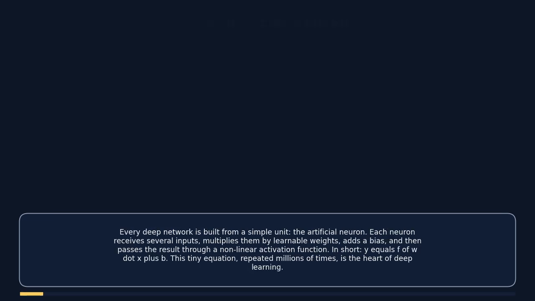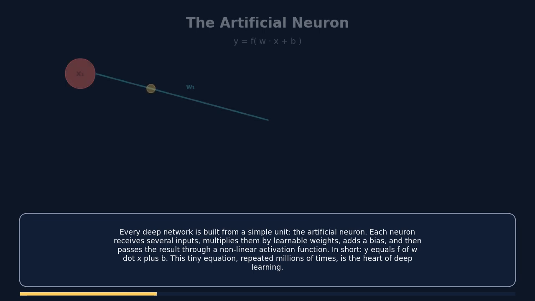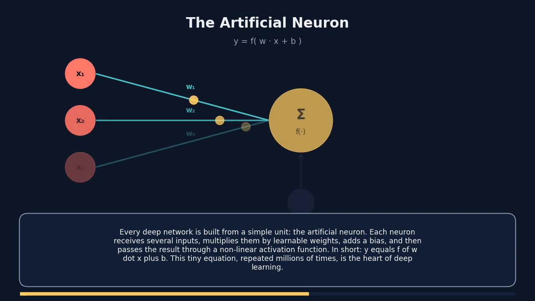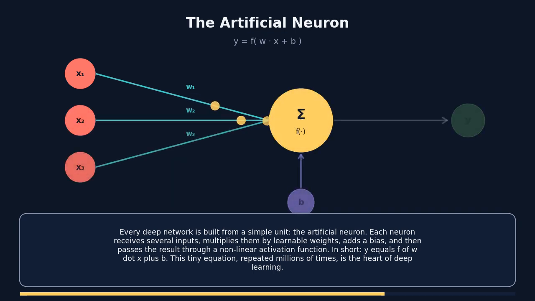Every deep network is built from a simple unit, the artificial neuron. Each neuron receives several inputs, multiplies them by learnable weights, adds a bias, and then passes the result through a nonlinear activation function. In short, y equals f of w dot x plus b. This tiny equation, repeated millions of times, is the heart of deep learning.